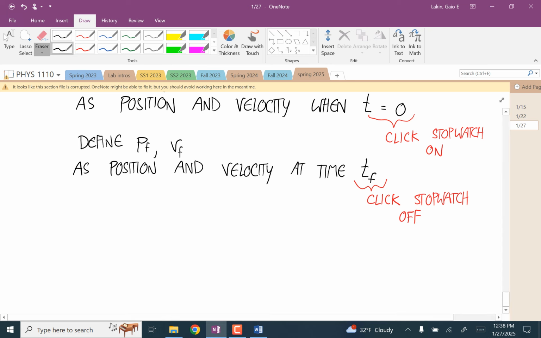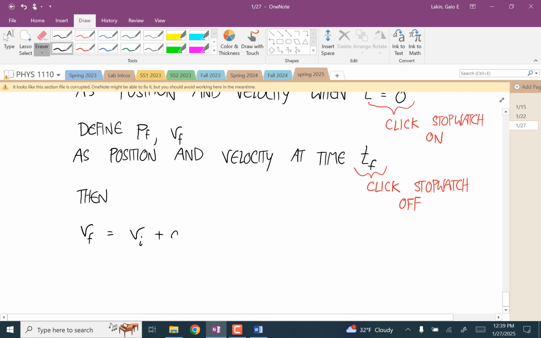Then here are the three equations. The first one says V final is equal to V initial plus A, the acceleration, times T final. The second one says position final is equal to position initial plus V initial times time final plus 1/2 times A times time final squared.